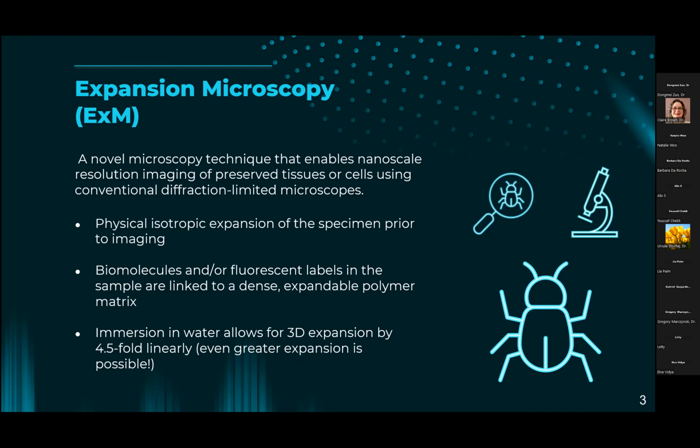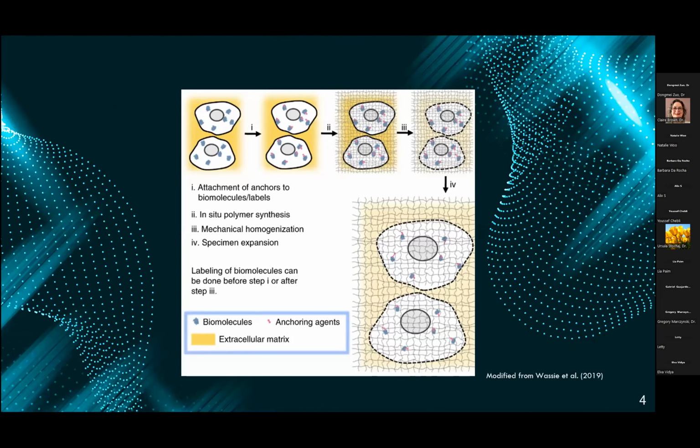So this is pretty much a general workflow for how all expansion microscopy experiments go. Like I said, you first attach anchors to the biomolecule labels.